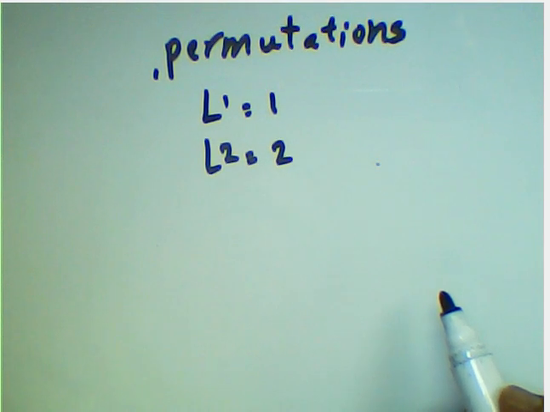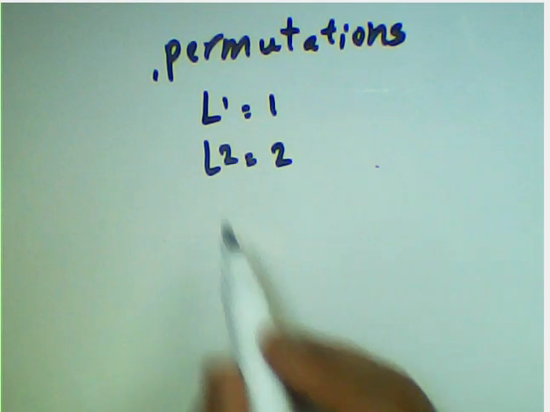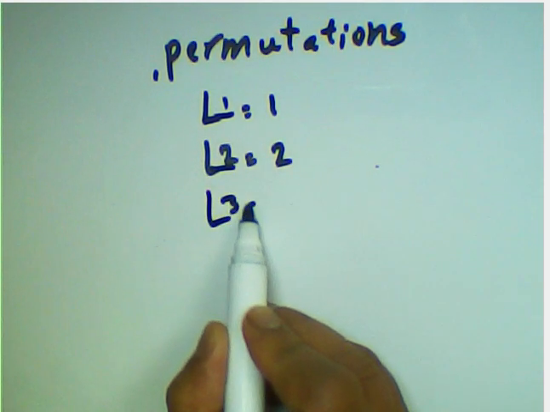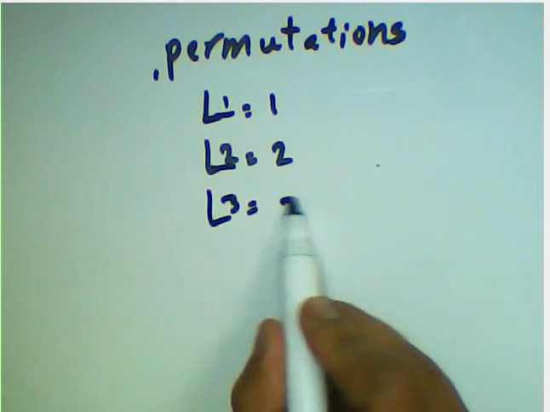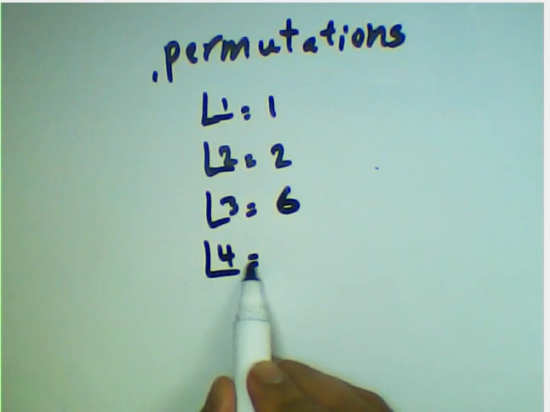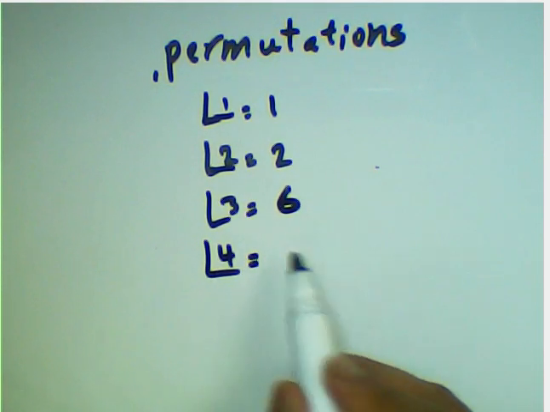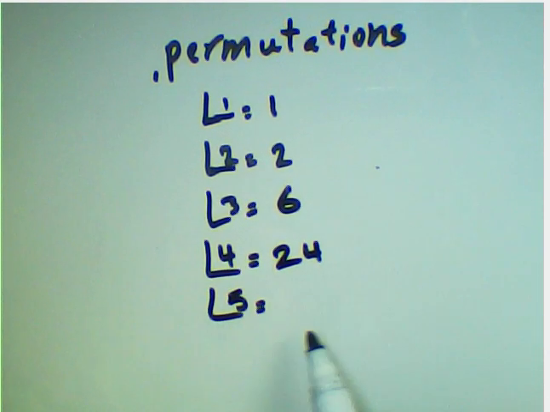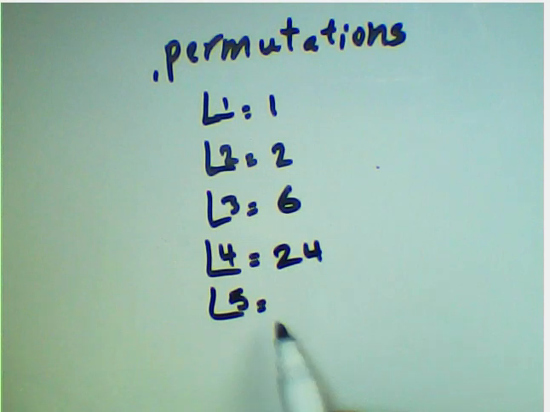Today we'll talk about permutations and factorial. What about factorial 1? Factorial 1 equals 1 and factorial 2 equals 2. Factorial 3 means 3 times 2 equals 6. And factorial 4 means 4 times 3 times 2 times 1 equals 24. Factorial 5 will be 5 times 4 times 3 times 2 times 1 equals 120.